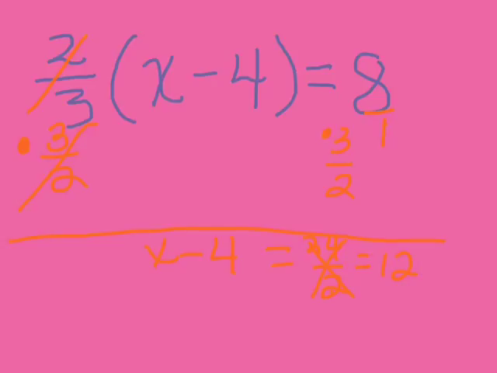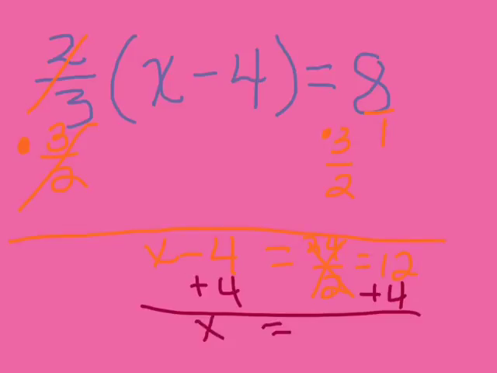So what's my variable x? What's with it? Minus 4. How do I undo minus 4? I add 4. What I do to one side, I do to the other. So I end up with x equals 16. Again, you're going to want to do your check step and make sure everything works out.